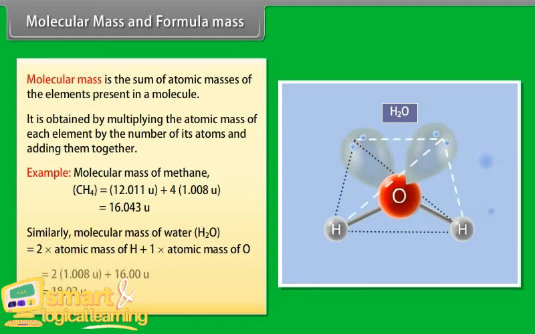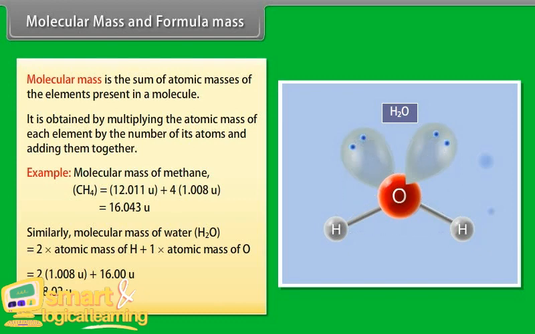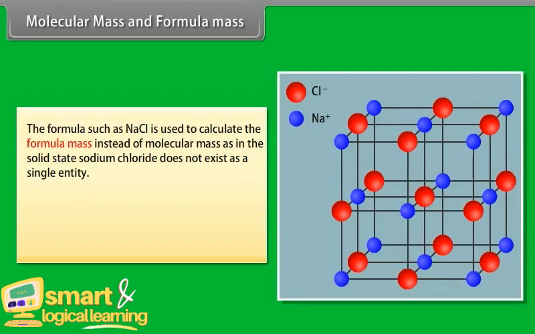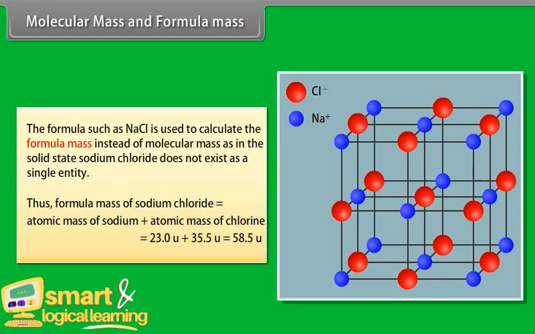which is equal to 2 × 1.008 u plus 16.00 u, which is equal to 18.02 u. A formula such as NaCl is used to calculate the formula mass instead of molecular mass, as in the solid state sodium chloride does not exist as a single entity. Thus, formula mass of sodium chloride is equal to atomic mass of sodium plus atomic mass of chlorine, which is equal to 23.0 u plus 35.5 u, which is equal to 58.5 u.